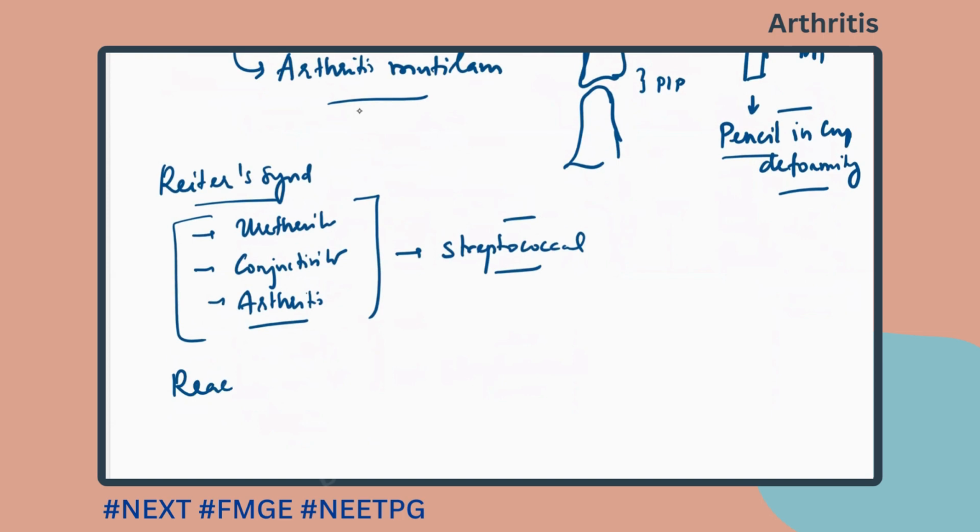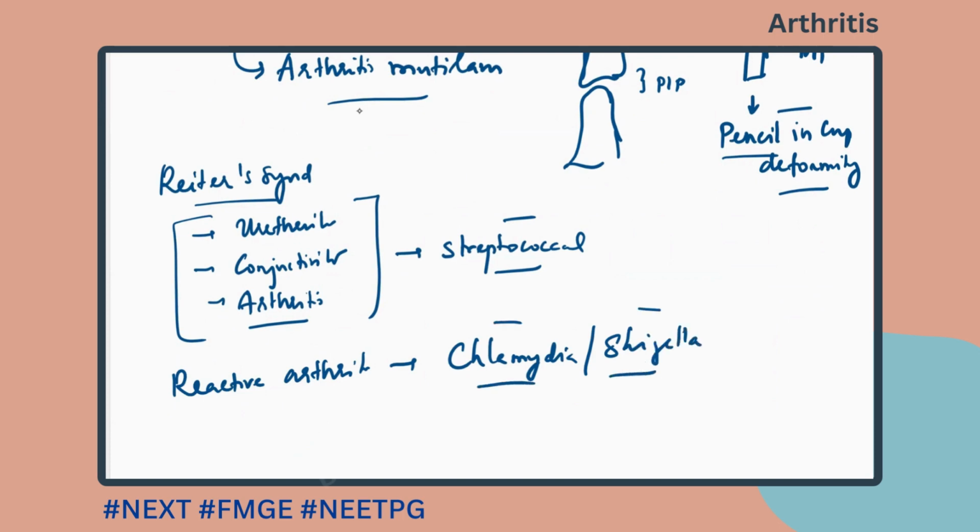Reactive arthritis occurs in chlamydia infection or Shigella infection. These are commonly agents causing urinary tract infection. When they cause urinary tract infection, it can also cause arthritis of the joint. These joints are called reactive arthritis. So for reactive arthritis, you should remember these bacteria alone, chlamydia or Shigella, which cause reactive arthritis. So this is about the arthritis of the joints.